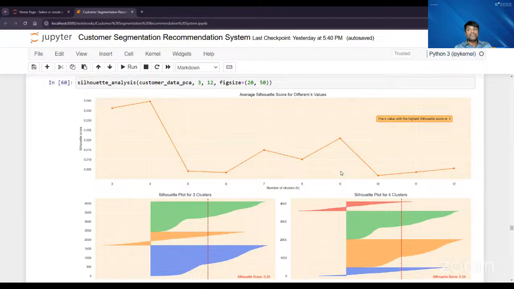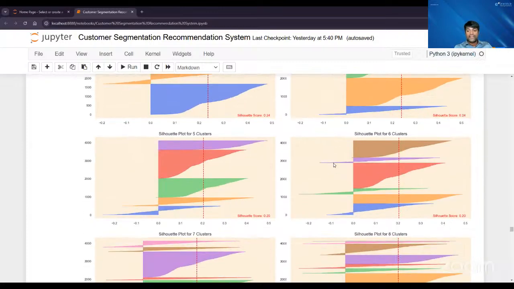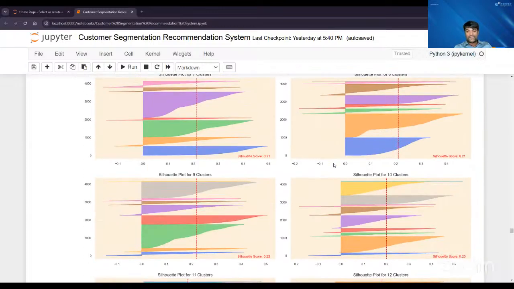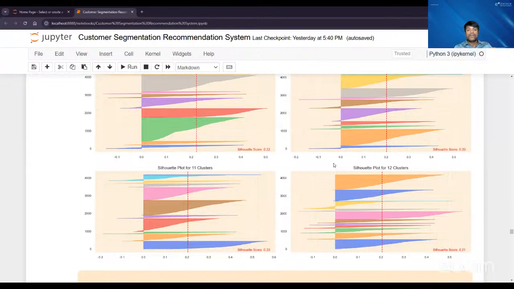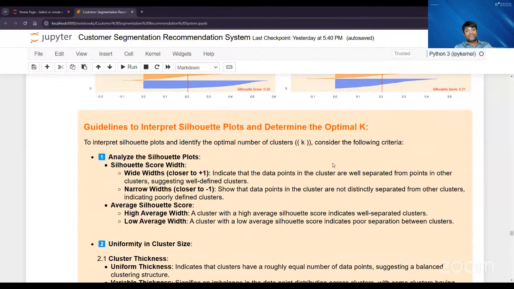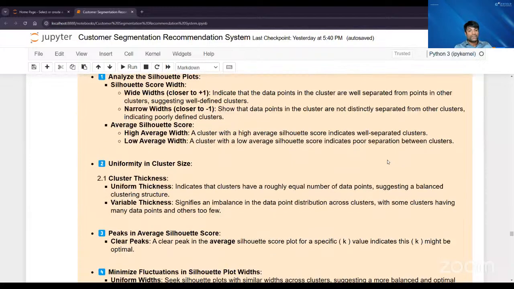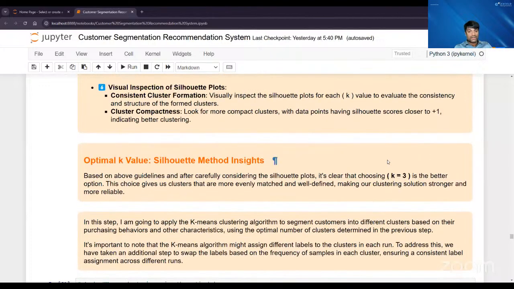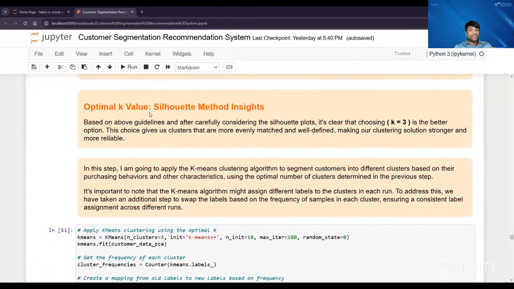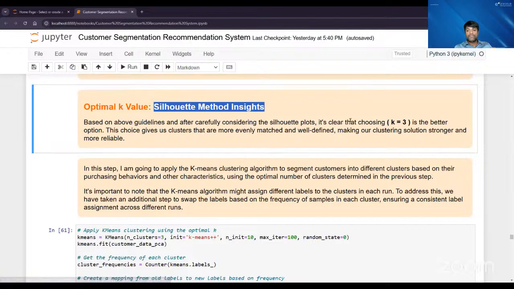So that is the magic of using Silhouette analysis. Even though you're using the elbow method, I would prefer you also use the Silhouette to make sure that you have got the ideal number of clusters. Just this part I'm skipping. Let us go on. This Silhouette has actually given me better insights.